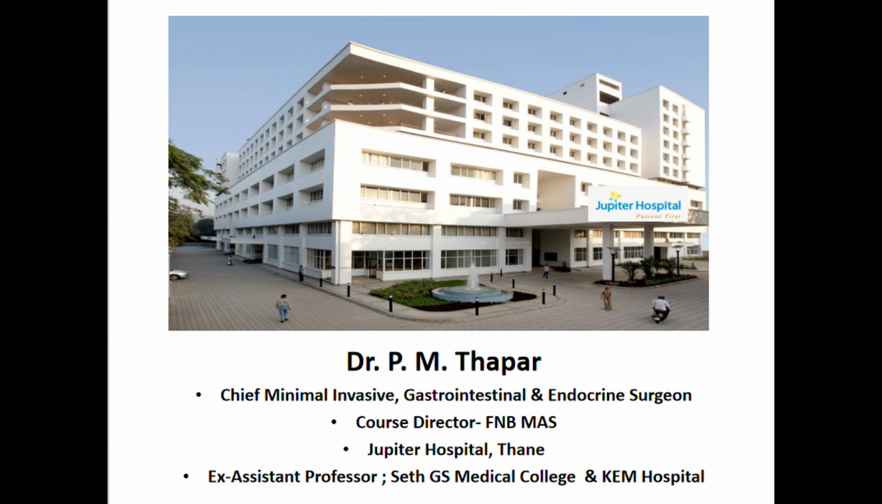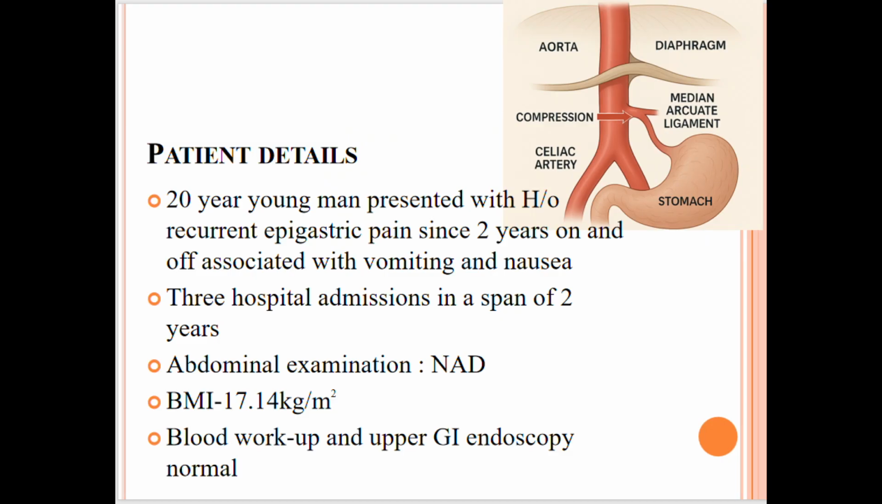But this patient which I'm going to share, he was a young boy, 20-year-old, who presented with intractable pain in the upper abdomen lasting for almost 2 years, and he had required hospitalization for this pain 3 to 4 times. His clinical examination was normal, and the pain was always associated with vomiting and nausea. He had decreased intake because of pain and had lost a couple of kgs weight. He had normal BMI. The blood workup and upper GI endoscopy were normal.